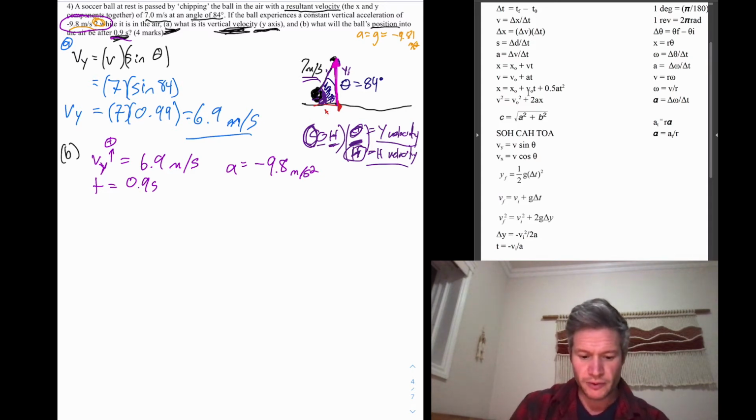What else do we have? Do we have change in y? No, that's what we're looking for. The ball's position after it's been in the air for 0.9 seconds. And what other variables do we have? Usually not anything else. Okay.